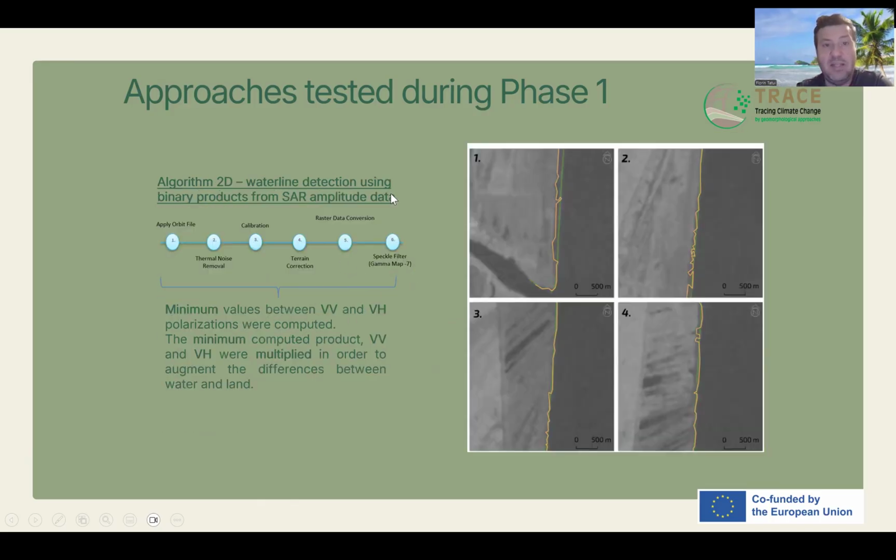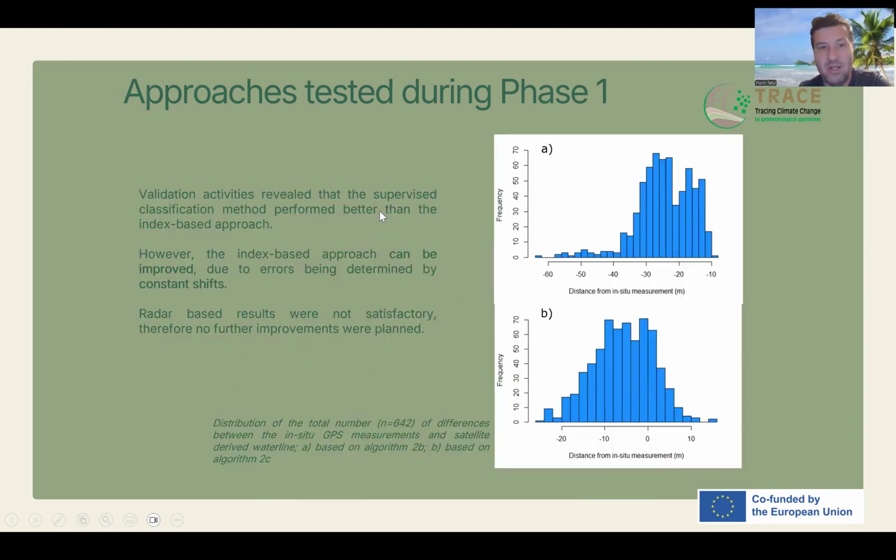The third one was the waterline detection using binary products from synthetic aperture radar amplitude data. You can see here the workflow that we employed with some minimum values between vertical and vertical horizontal polarization computed. And then you see here some examples, and as you can observe, it doesn't work so well.